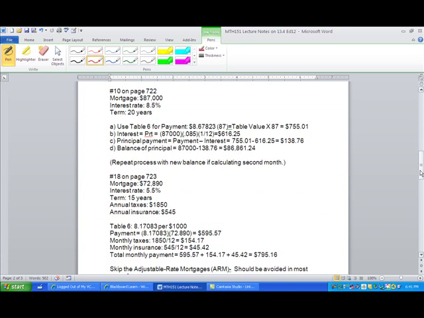Okay, so that's why I say the formula is not a very good one. It's a good formula, it's just a lot more difficult than using the table.